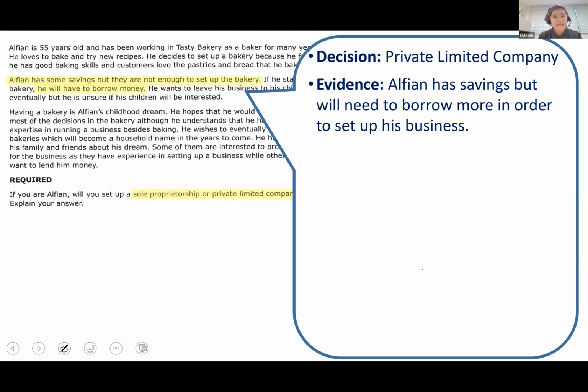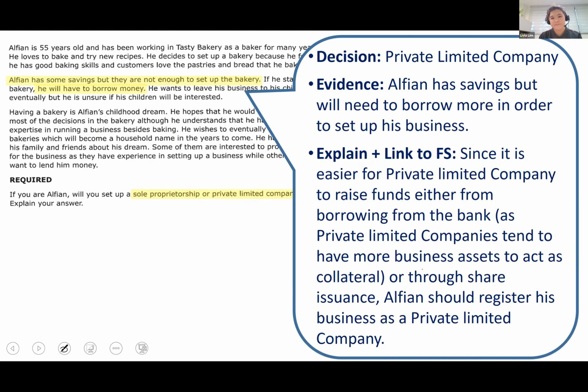All right. Second thing, give the evidence. Evidence is that he has savings, but he will need to borrow more. Third, the next thing that you need to do is explain why your evidence supports your decision to incorporate your business as a private limited company. So the explanation, since it is easier for a private limited company to raise funds, either from borrowing from the bank, because PLCs tend to have more business assets for collateral, or through share issuance, Alfan should register his business as a private limited company.